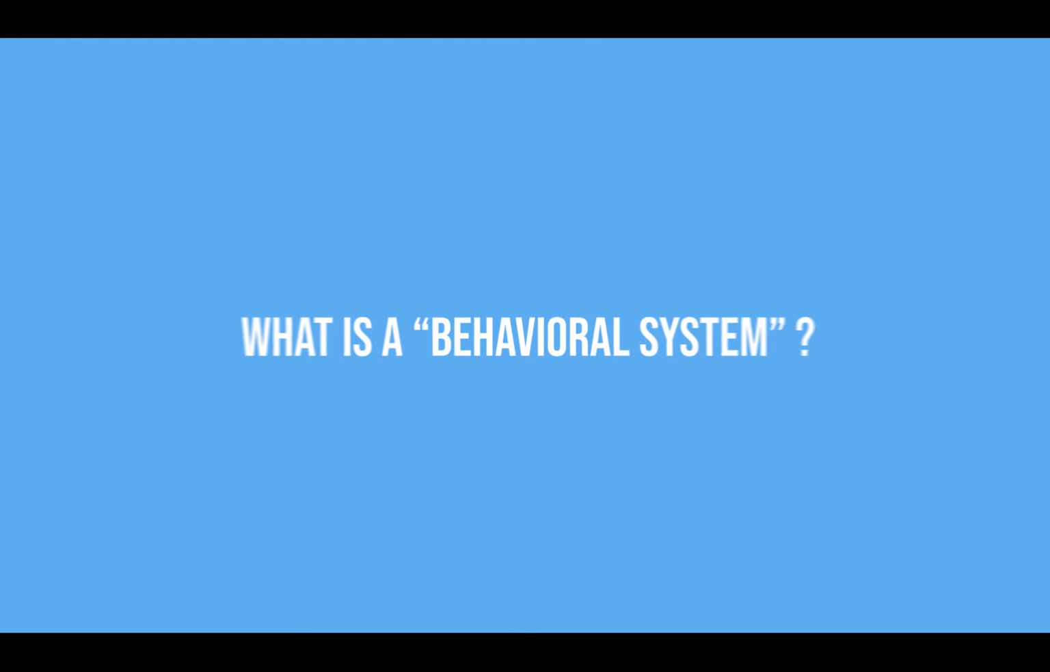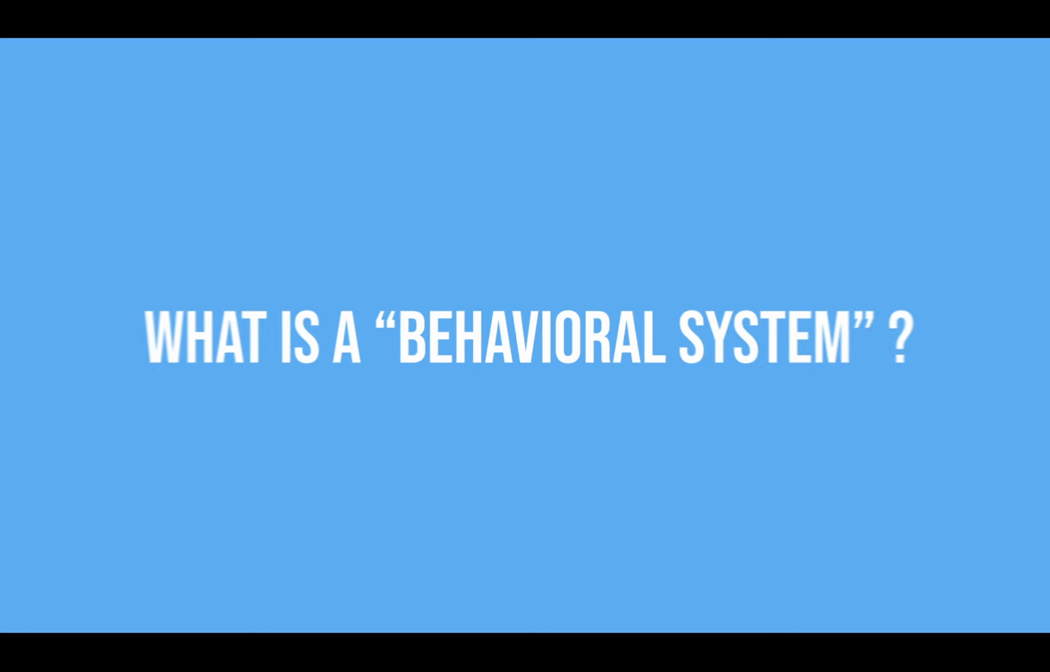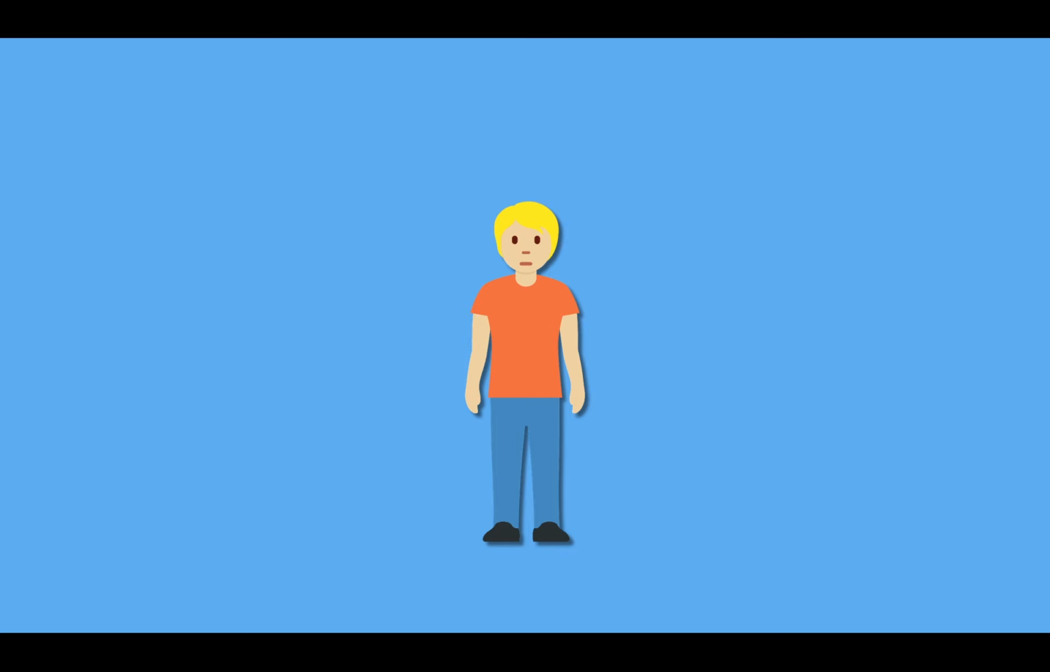So, what is a behavioral system? Think of it like a control panel for a person's life. Johnson proposed that every person is a system composed of 7 interconnected subsystems. When a patient gets sick or experiences stress, a subsystem can go out of balance.